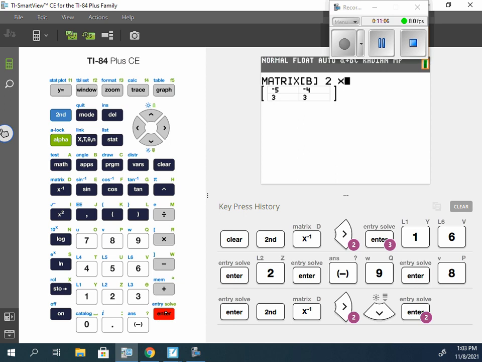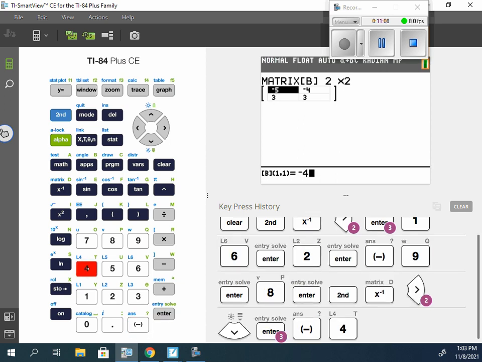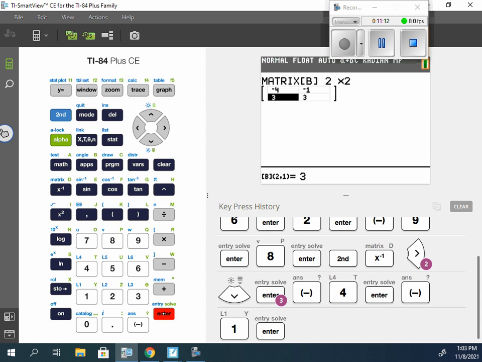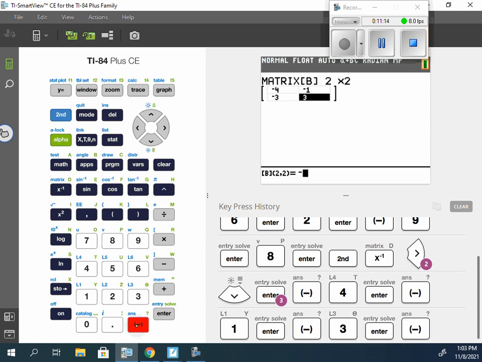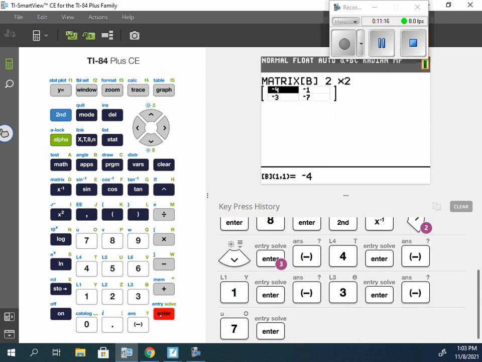And it's going to be a 2 by 2. And we're going to have -4, -1, -3, and -7. When we put the numbers into the matrices, we're going to have to use the negative sign, not the minus sign. It will throw it out. Any questions so far on how we inputted matrix A or matrix B?